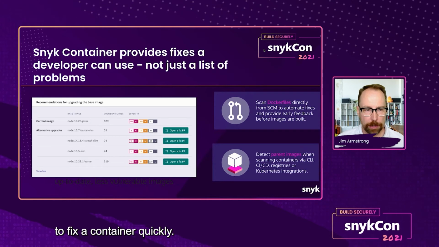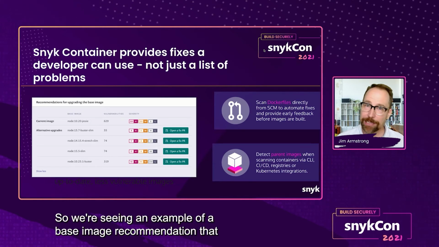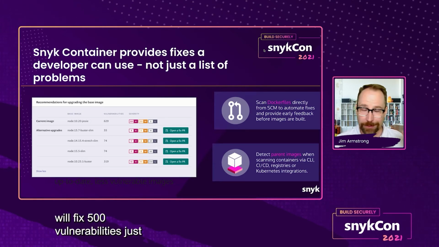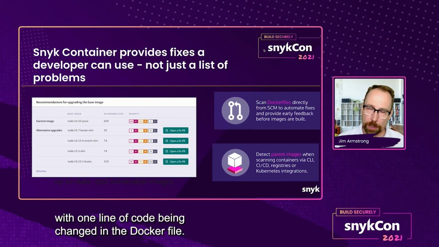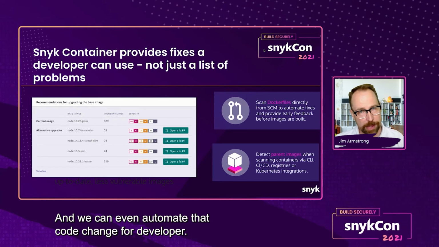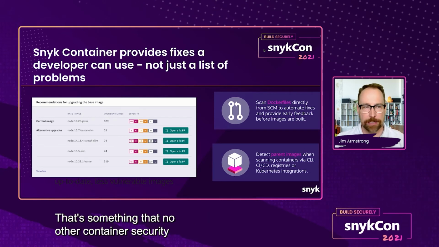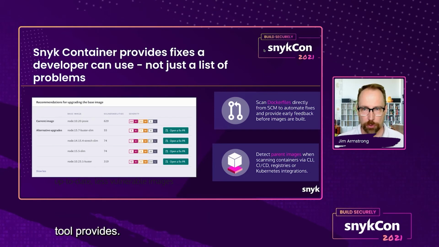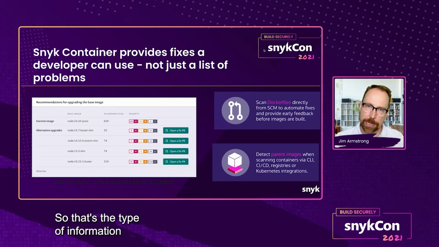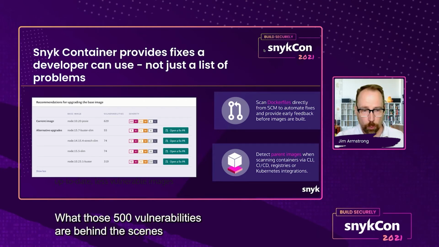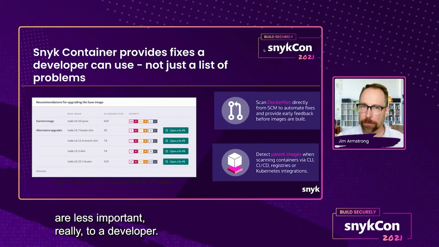was built, all the components that made up that container, and how to switch out those components to fix a container quickly, right? So we're seeing an example of a base image recommendation that will fix 500 vulnerabilities just with one line of code being changed in the Dockerfile. And we can even automate that code change for a developer. That's something that no other container security tool provides, right? So that's the type of information the developer needs.